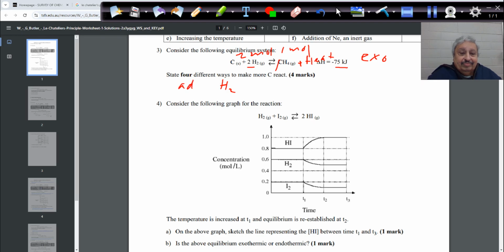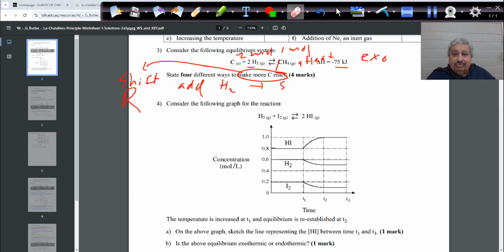Add hydrogen. If I add the hydrogen, the shift will be, it's just very awkward to say it to the students like this. Tell them the shift will be to the right. We'll rephrase this: more carbon reacting means the shift is toward producing more products. So what conditions affect the shift to the right?